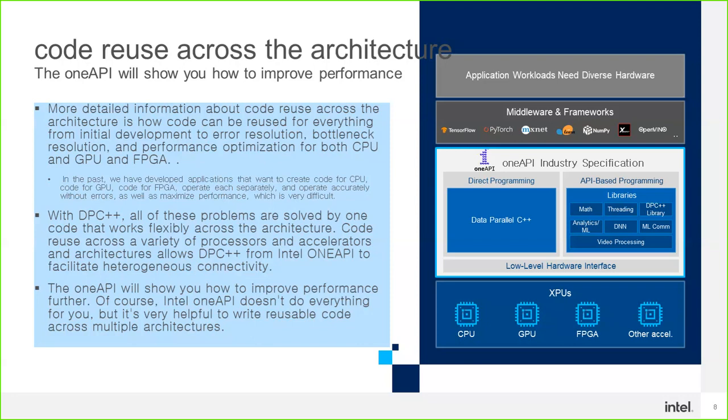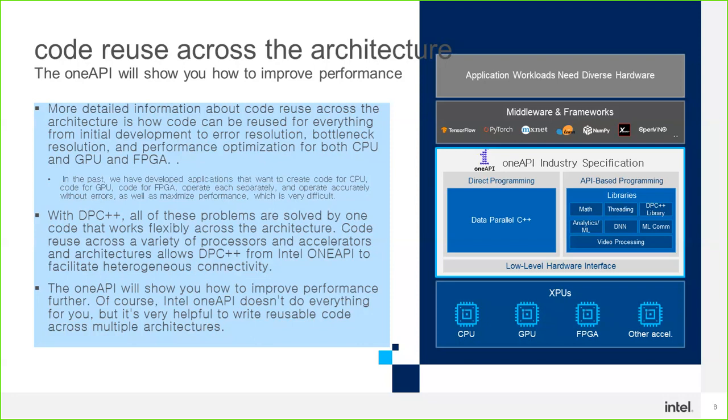More detailed information about code reuse across the architecture is how code can be reused for everything from initial development to error resolution, bottleneck resolution, and performance optimization for the CPU, GPU, and FPGA. Let's think about the method we used before Intel oneAPI came out. In the past, we developed applications by creating code for the CPU, code for the GPU, and FPGA code, operating each separately and accurately without errors, and maximizing performance, which is very difficult. Because in the past, code written in most computing languages only worked on CPUs, using Verilog HDL for FPGA, CUDA for NVIDIA GPU, and OpenCL for AMD GPU. It is difficult to study programming models that can understand the different architectures, machine languages, and register configurations.